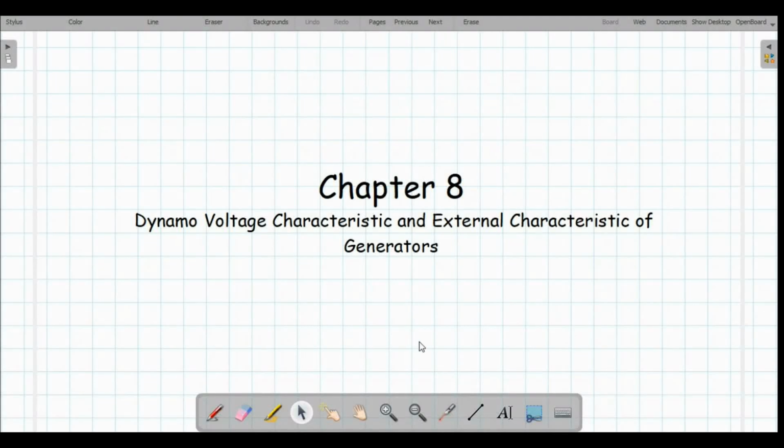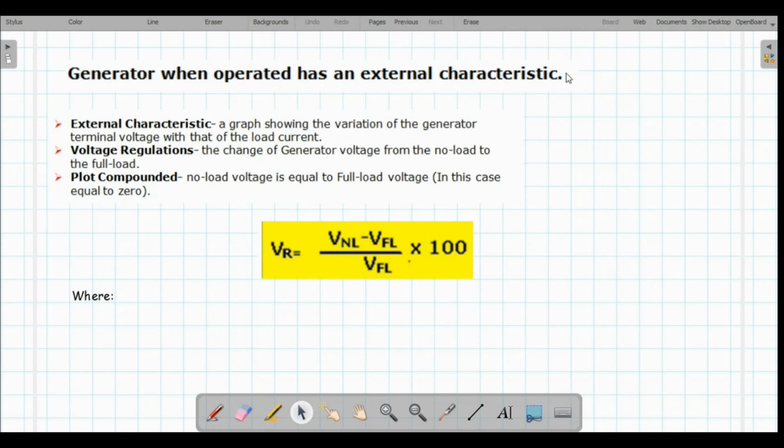Okay, we go now to chapter 8, no? Dynamo voltage characteristic and external characteristic of generators. So when a generator is operated, it has an external characteristic, depende sa klase ng generator na gagamitin mo. Yung external characteristic, ito yung graph na nagpapakita ng pagbabago ng mga generator habang gumagana siya.